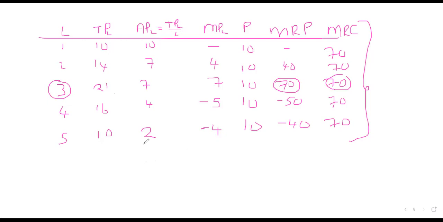Okay, so sometimes we ask how many laborers are to be employed for us to maximize employment. We choose where the marginal revenue product is equal to the marginal resource cost. So 70 is equal to 70. So 3 laborers will maximize production, or where marginal revenue product is greater at least.